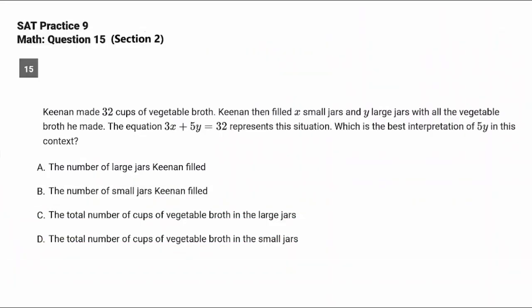We're on SAT Practice Test 9, Math Section 2, Question 15. What's the level of difficulty here? It's hard. Keenan made 32 cups of vegetable broth. Keenan then filled X small jars and Y large jars with all the vegetable broth he made. The equation 3x plus 5y equals 32 represents this situation. Which is the best interpretation of 5y in this context? So what are we looking for here? Well, we're looking for what's 5y.